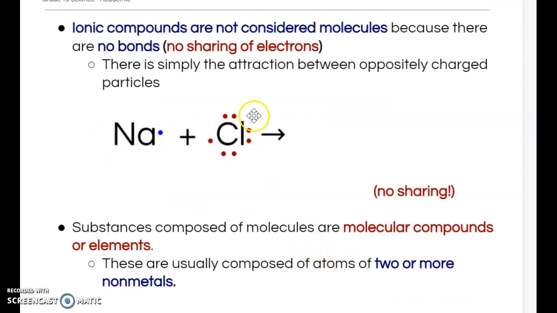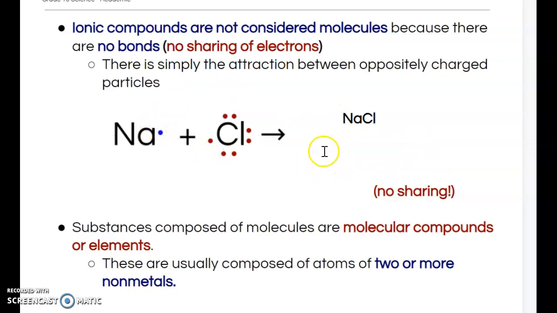Whereas ionic compounds are not considered molecules, because there are no bonds created, so there's no sharing of electrons, there's no tug of war. It's simply one ion attracted to another ion because of the electrical opposite charges. So there's simply the attraction between oppositely charged particles. You have positively charged sodium, which is attracted to a negatively charged chlorine, and they come together to create sodium chloride, NaCl. So there's no actual sharing of electrons there.